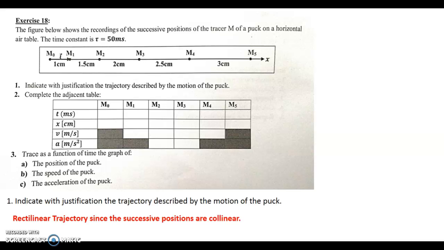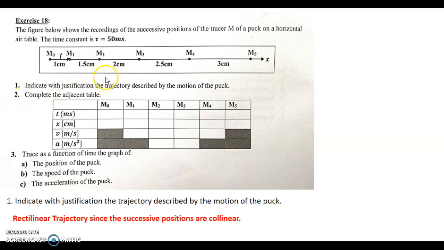Exercise 18. The figure below shows the recordings of the successive positions of the tracer M of a puck on a horizontal air table. The time constant tau is 50 milliseconds. And as you can see, the recordings are as follows. The initial position is on the origin, and the i vector is from M0 to M1, since the magnitude of the unit vector is 1 centimeter, M1, M2, and so on.